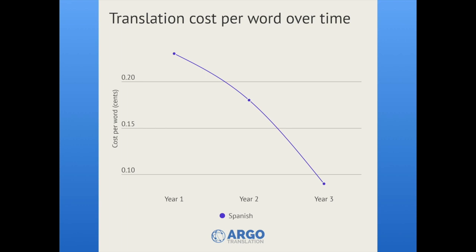This is just a very simple graph, and this is modeling what we experienced with one client. The rates decreased from a little over 20 cents per word all the way down into the single digits, or 9 cents per word. Over time, that memory utilization should drive that cost per word lower each and every project, each and every year.